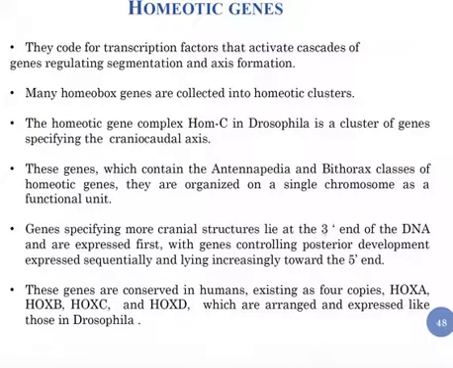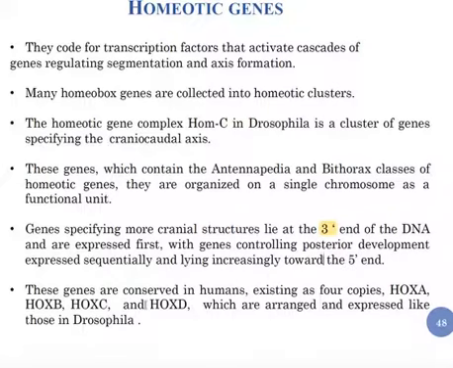Just here you have to correct that the genes specifying more cranial or anterior structures lie at the 5' end, not the 3'. You have to correct it at the 5' end, and the genes lying at the 3' end are controlling the formation of posterior development. So just substitute 3' by 5' and 5' by 3' here.